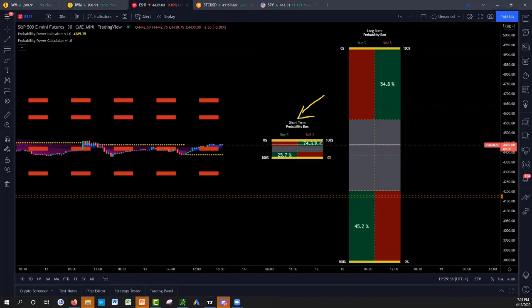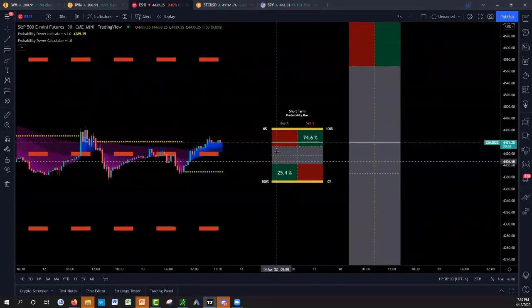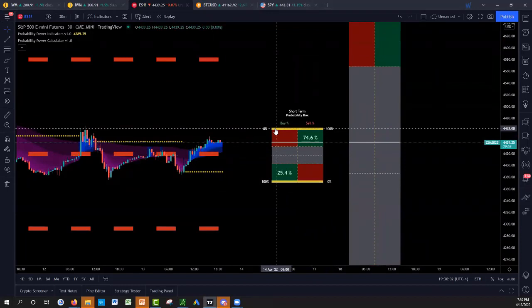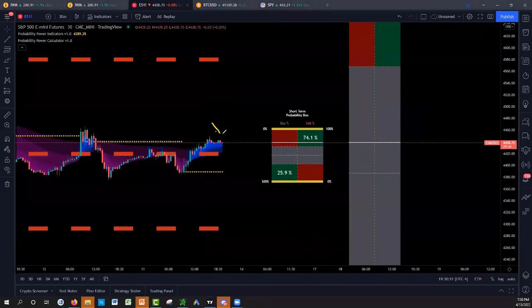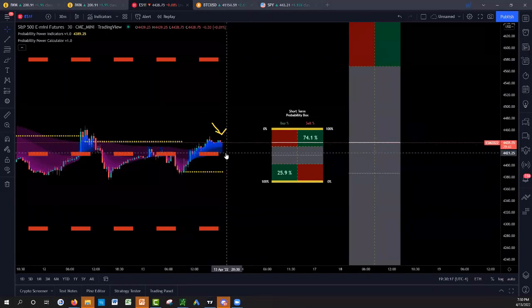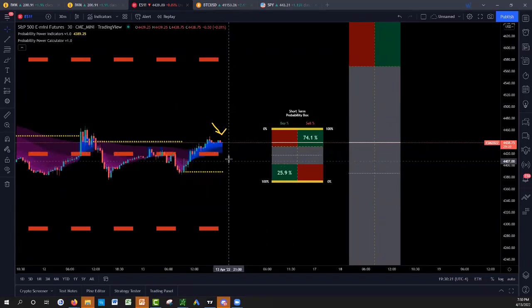60, 68%. Here, 74% chance of a short at resistance at the 4460. Tonight, intranight, 4461, 4450. Right now, as we speak, based on the last price, we have a 74% chance of a short or a retracement on the S&P 500 all the way down to 4421. I know that already by looking at the stats.